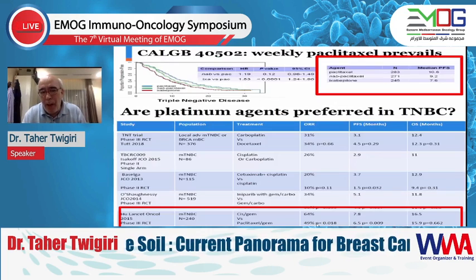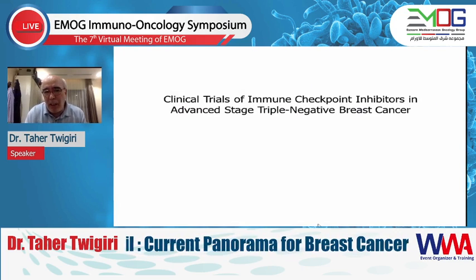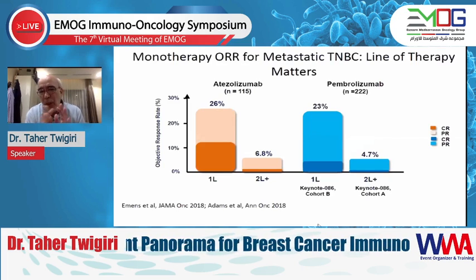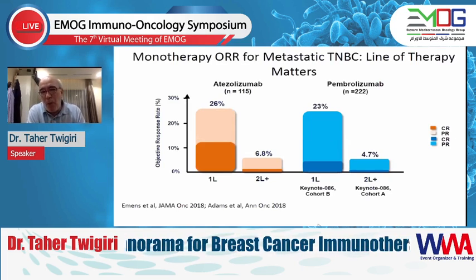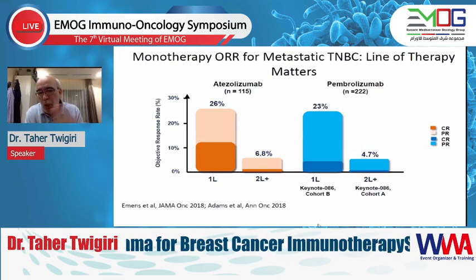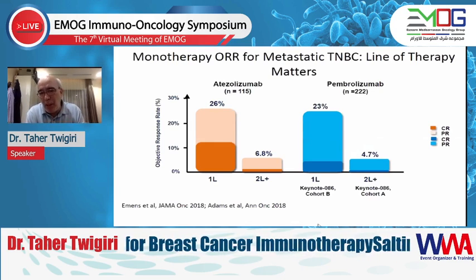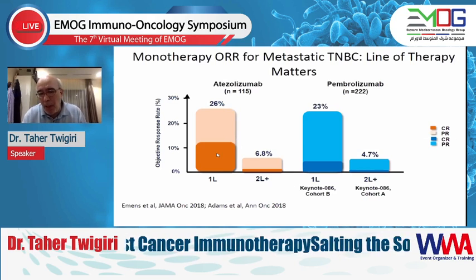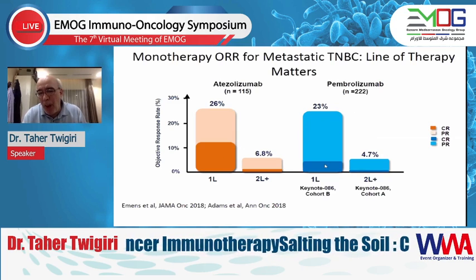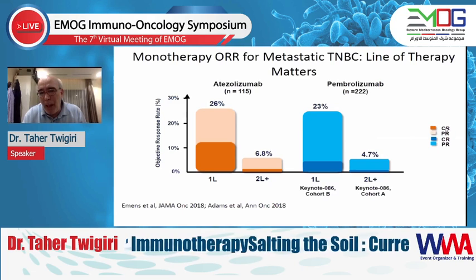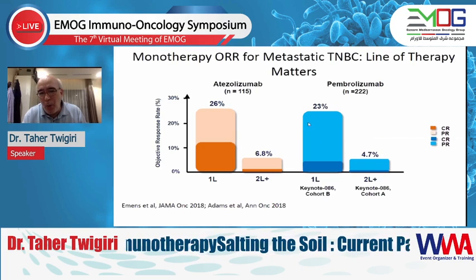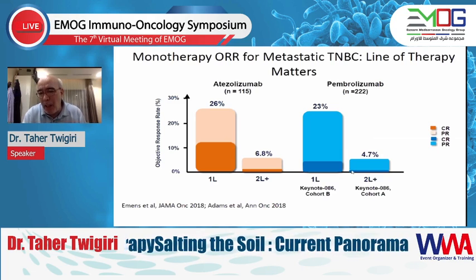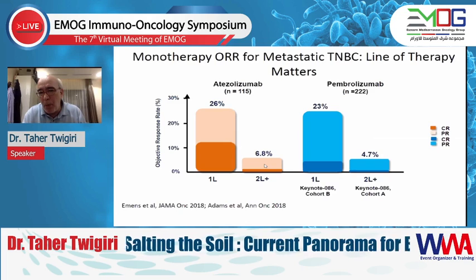Now, we are going to discuss the clinical trials of immune checkpoint inhibitors in advanced-stage triple-negative. It is very important to look at this slide when we are looking at monotherapy, which nobody will use. For metastatic triple-negative, the complete response if you are using Atezo is about 10%. When you are using Pembro, it is about 5%. When you are taking CR and PR, as you can see here, it is 23 and 26. If you are going beyond first line, to second line, third line, you see how much drop in the response rate.